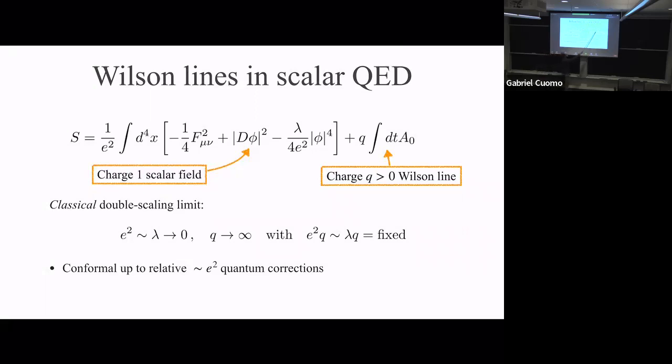Here is my Wilson line that I added to the action. It's a charge Q object, so it's just a model of a nucleus. I'll do only classical physics, but if you want to make this more precise, you can think of working in the limit in which the coupling goes to 0, e squared like lambda, the charge goes to infinity, and this product is fixed. But you don't have to, if you just trust me.